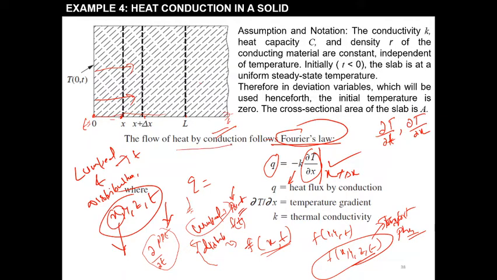The flow of heat by conduction follows Fourier's law. As you know, as the length increases, the temperature will decrease. Yes or no? Therefore you can write minus del t by del x, with some constant. This constant is the thermal conductivity. k is the thermal conductivity. Del t by del x is the temperature gradient, the distribution of the temperature with respect to x. And q is the heat flux. So whatever heat is flowing, it is in the form of flux, right?